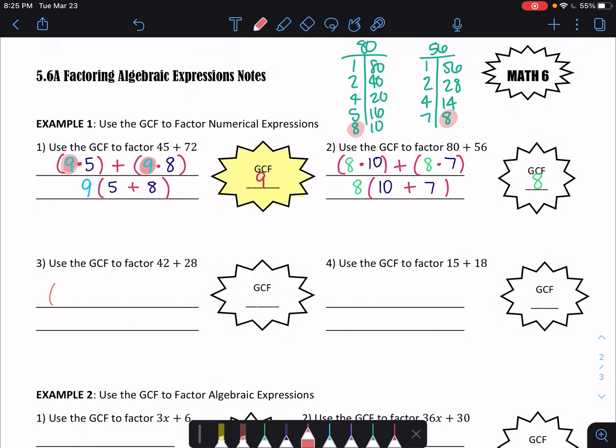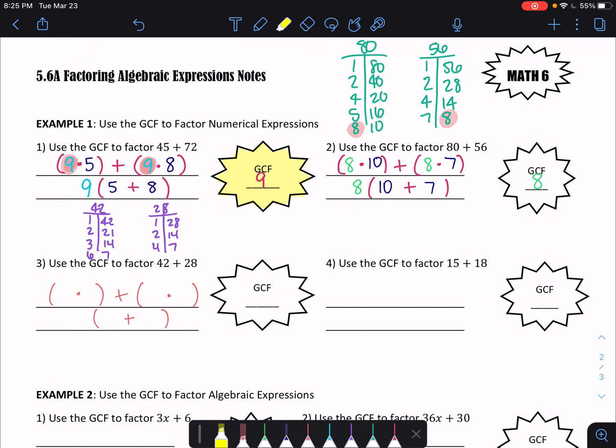Okay, in number 3, I've got 42 and 28. So again, I'm going to look at some factors here. 42 is 1 and 42, 2 and 21, 3 and 14, and then 6 and 7. For 28, I've got 1 and 28, 2 and 14, and then 4 and 7.